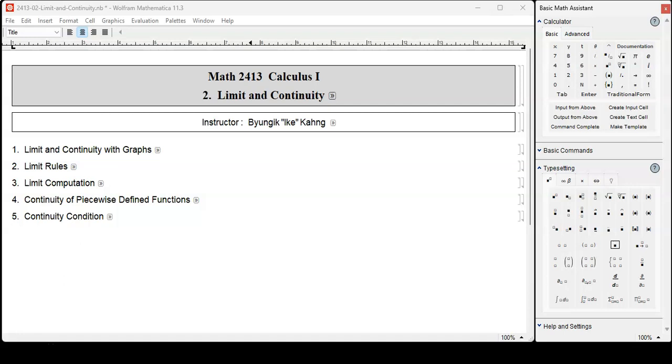Okay, that completes this optional topic. Let's stop here.